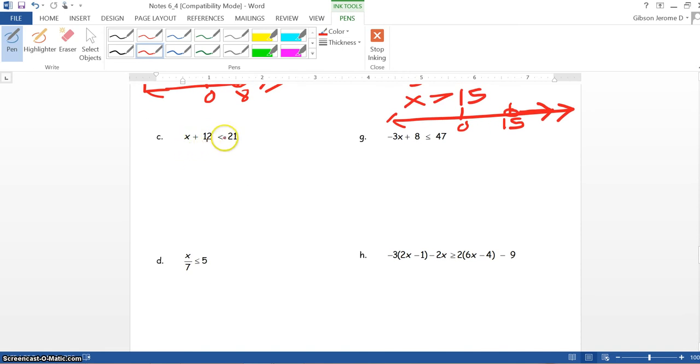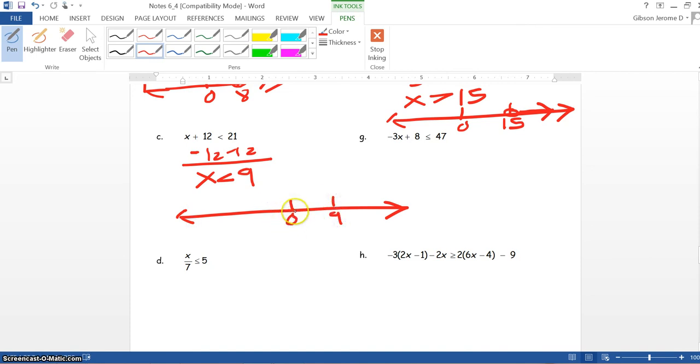We have x plus 12 is less than 21. So we will subtract 12 on both sides. We have x is less than 21 minus 12 will give us 9. Now, we want to graph this line here. I actually drew it a little too long, but that's fine.